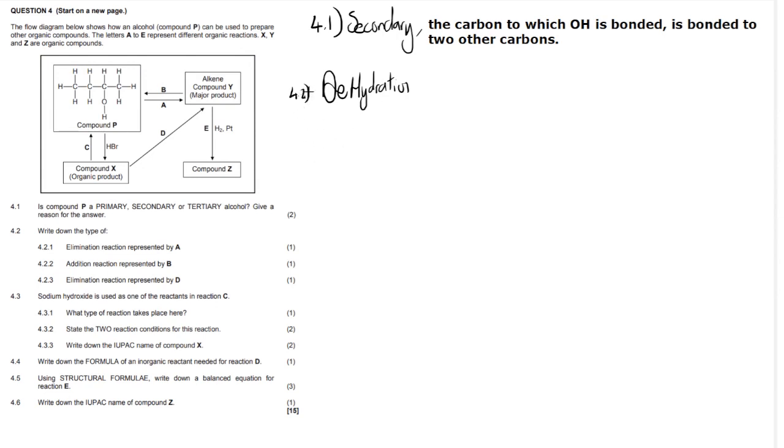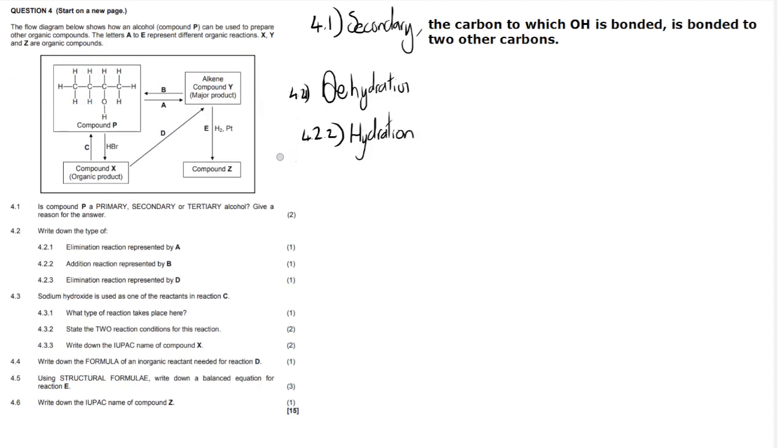And in this case, they are asking for a very specific type of elimination, so we have to give the very specific type of elimination. We cannot just say elimination as we have been able to do in many old exam papers. We see they often just allow for elimination, but in this, it's not the case. 4.2.2, the addition reaction represented by B. And so the addition reaction represented by B, going from an alkene to an alcohol, I've just mentioned it, is the opposite of dehydration. It is hydration.